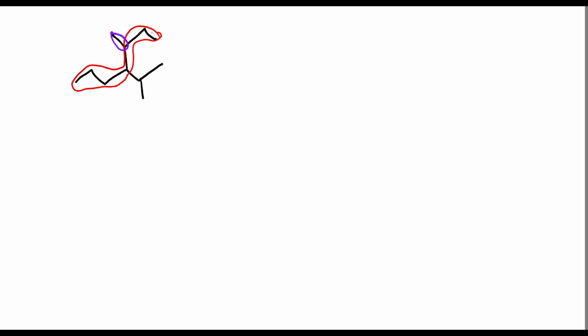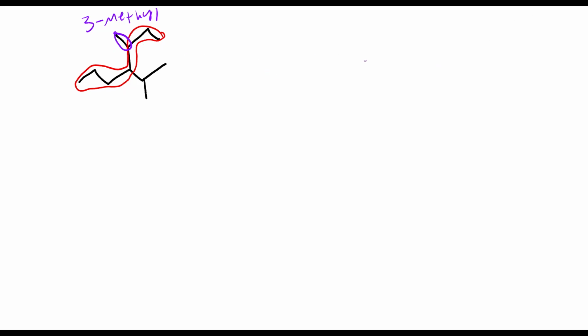Okay, so if we're saying that this molecule is 7, then we will have a 3-methyl. The reason why I started counting at the top is because I'd rather have a 3-methyl than a 5-methyl. 5-methyl is not as good as a 3-methyl. You always want to have the lowest number possible. In this case, 3 is going to be less than 5. So I'd rather have a 3-methyl than a 5-methyl.